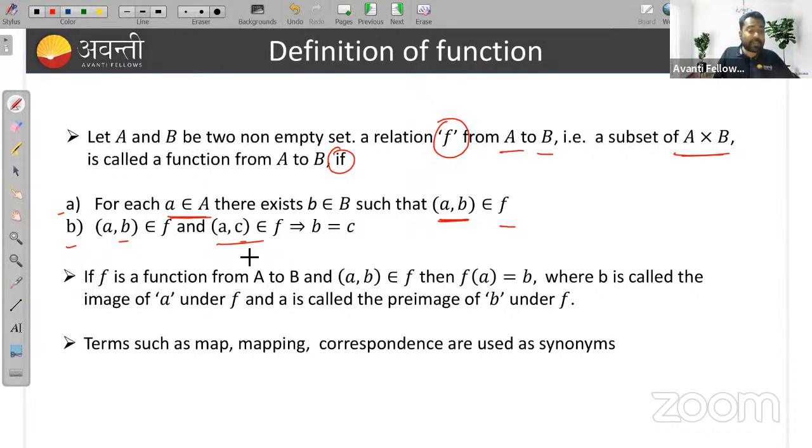Because in the previous slide I told you each input has exactly one output. That means when we give a as input, you get b as output. Similarly, for each a we should have only one element in B. That means b must be equal to c. Then we can say it is a function. So this is your mathematical definition.